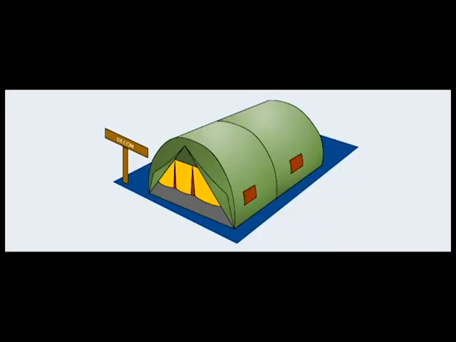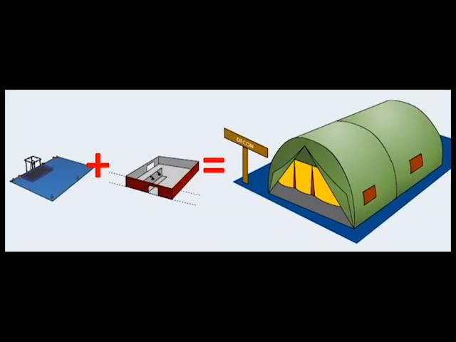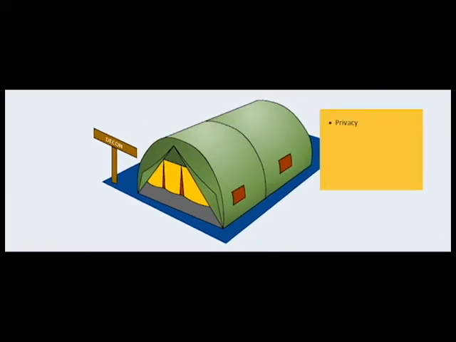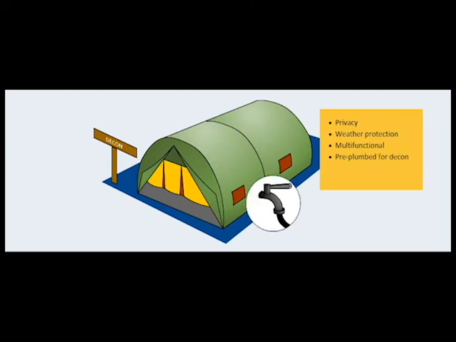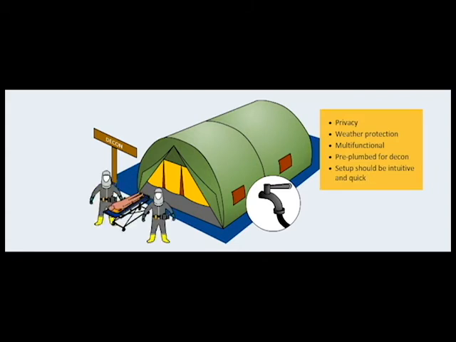Portable shelters, in many respects, are a hybrid between portable and permanent decon systems. They offer necessary privacy and weather protection and are typically multifunctional. Many are pre-plumbed to readily provide showering capability. The setup of the shelter should be intuitive and quick, so personnel are willing to use it not only for multiple casualty events, but also for those incidents producing only a few victims.